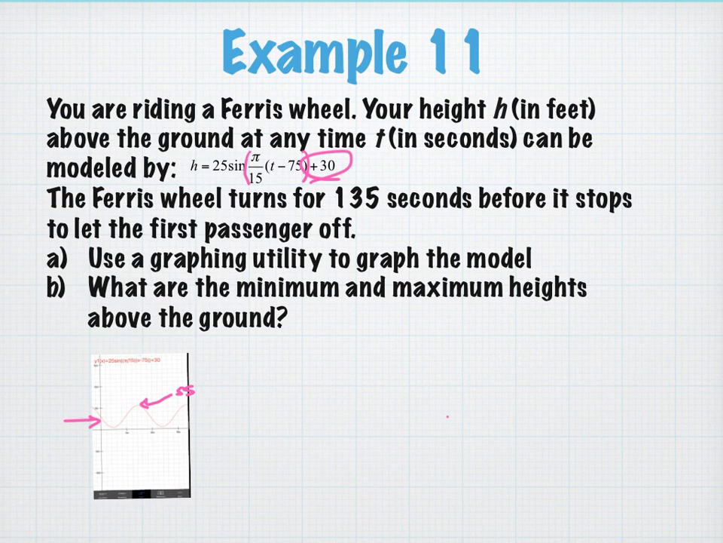What are the minimum and maximum heights above the ground? So we just said the one. We said if we took our amplitude and added it to our vertical shift, it would be 55. The minimum height is, look, it doesn't hit 0. So if we go back to our graphing utility, because this is not in degrees, you have to make sure your calculator's in radians.